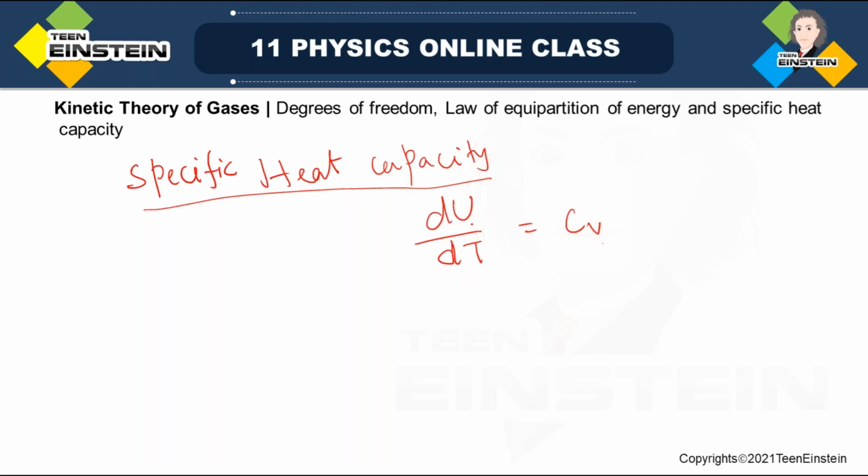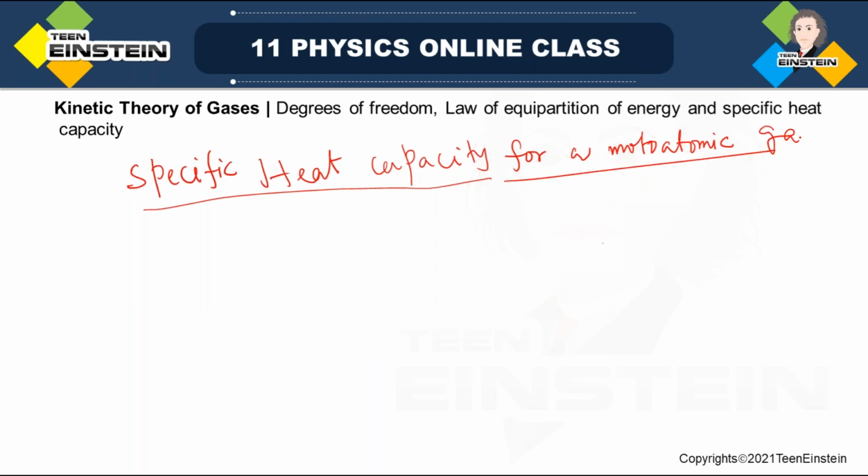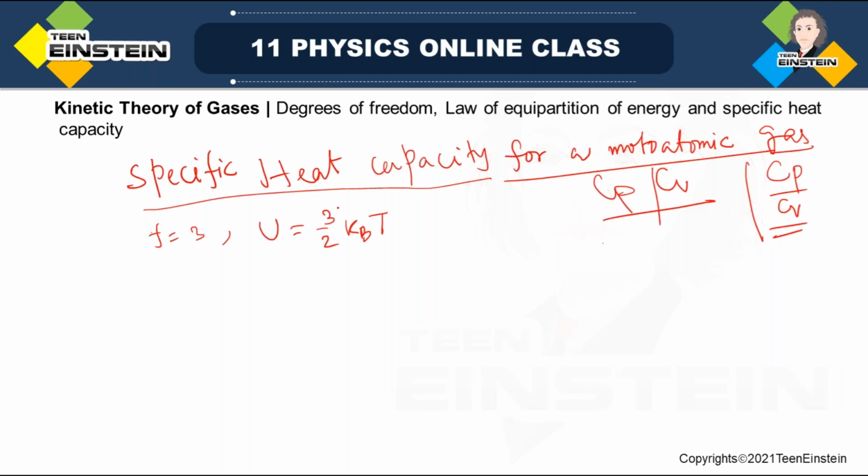We can write this particular term, internal energy, from the law of equipartition of energy. Let us find out the specific heat capacity for a monoatomic gas first. When I say specific heat capacity, there are actually two, at constant pressure, that is Cp, and another one is Cv. And we can find out the ratio of Cp by Cv also. Let us say for a monoatomic gas, what are the degrees of freedom? Degrees of freedom is 3. So what is the mean kinetic energy or the internal energy? That is 3 by 2 kBT per molecule. Let us say this is small u, that means this is per molecule.